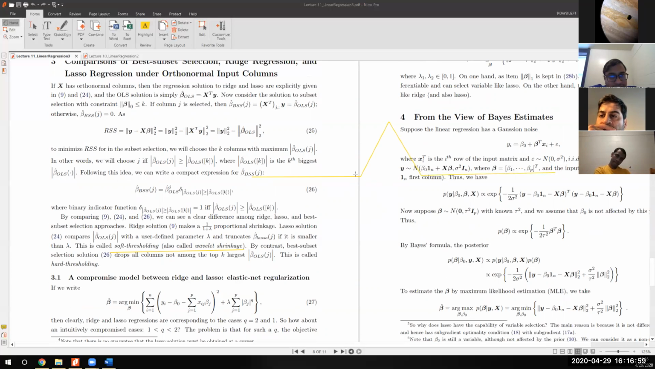If it's not in this area, it's 0. If it's in this area, it's itself. It's a wavelet, so it's called wavelet thresholding. By contrast, what does best subset selection look like?